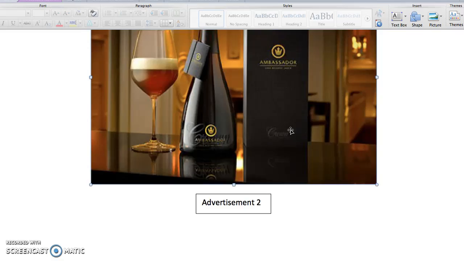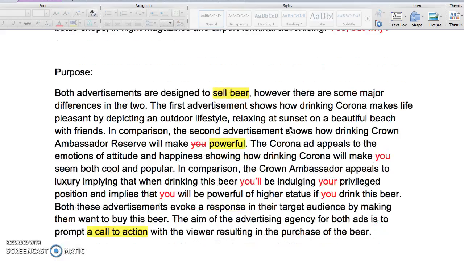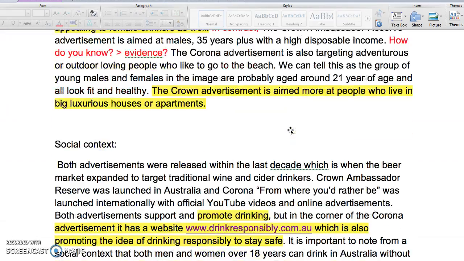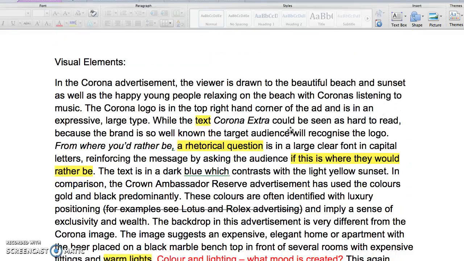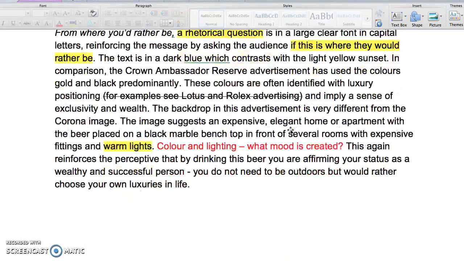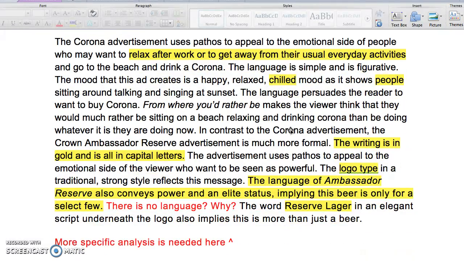So, Jet, you need to go back and do more work on the language and visual elements. And as I said, I think you can probably put the two headers together and analyze them together, because that might make your life a little bit easier. So here, just where you're saying the language of Ambassador Reserve conveys power and elite status, again, just be careful, it's not language. I think you're right in that the mood is one of sophistication and luxury, possibly powerful. I'm not sure if it's powerful. I think it's status. And remember, it's also aspirational, because 99% of the population don't live in penthouse suites in Manhattan, but they would all quite like to.